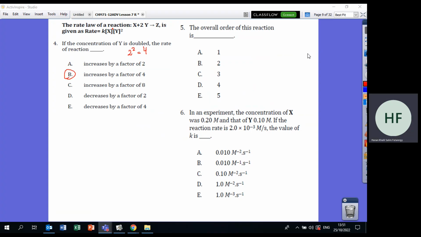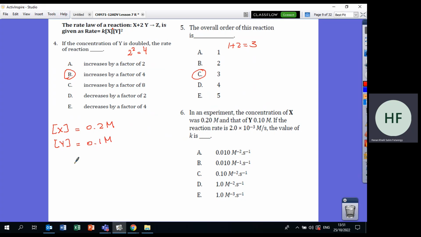Now, the overall order of this reaction, how do you find the overall order of this reaction? We add the powers, 1 plus 2, which is equal to 3. Now, in an experiment, the concentration of X was 0.2. Now, as we said previously, concentration of X, I simply can write it as bracket X. And that of Y is 0.10 molar. So the concentration of Y is equal to 0.1 molar.